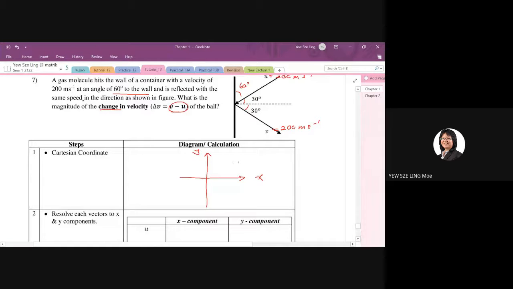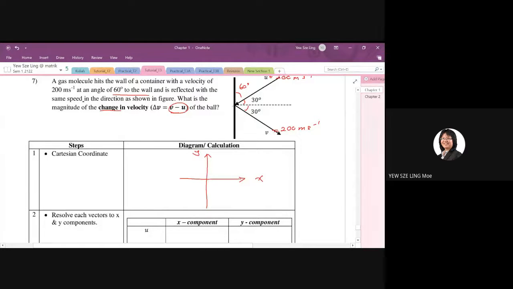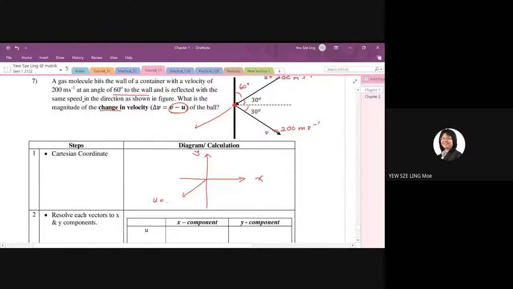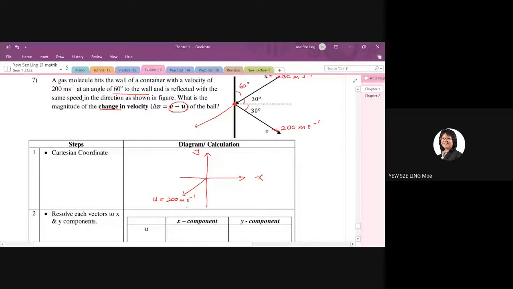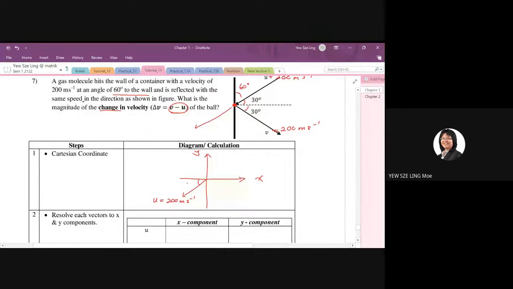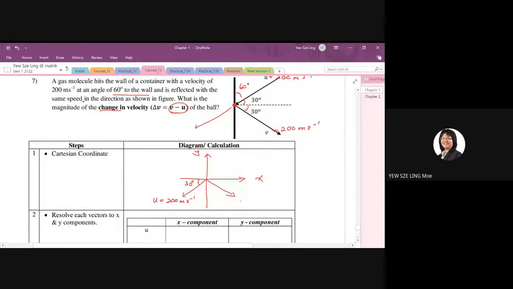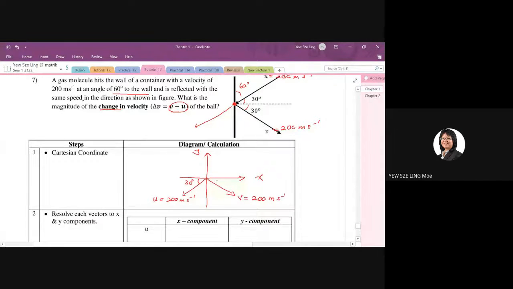So x and y. Now I have a u entering the wall, hitting the wall, so I let it come from the other side. So my u should be in the third quadrant. So u equals 200 m/s, and the angle is 30 degrees from the x component. Now V is fine because V is coming out from the wall, from the origin. So I have a V coming out. So V equals 200 meter per second, again at 30 degrees from the x component.